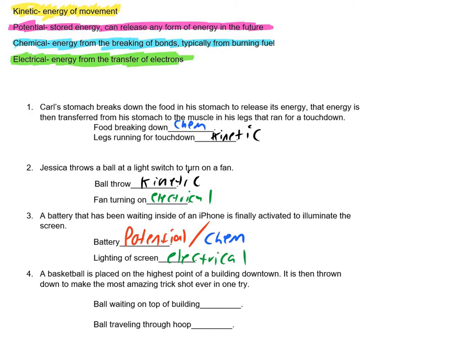Number 4, a basketball is placed on the highest point of a building downtown, and it is then thrown down to make the most amazing trick shot ever in just one try, right? We all see those videos. We know they take more than one shot, but imagine if it goes through.